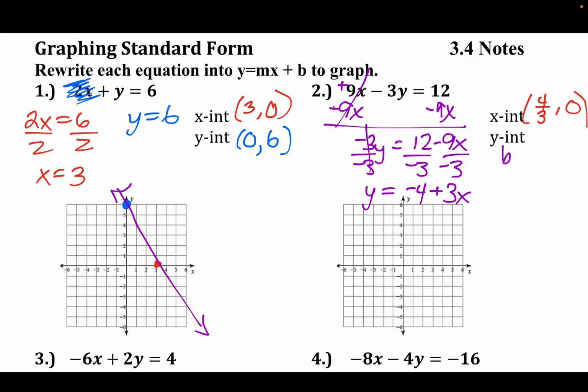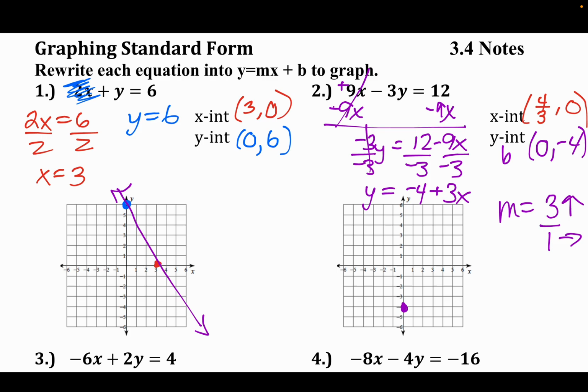That's the same as saying my b. My b was -4, or in this case, I could be a little bit more specific. I could say my y-intercept is (0, -4). That's my beginning point. And my slope right there is that 3. If it helps you, make sure you write 3 over 1 so that I know my rise and my run, because that's going to be my pattern.